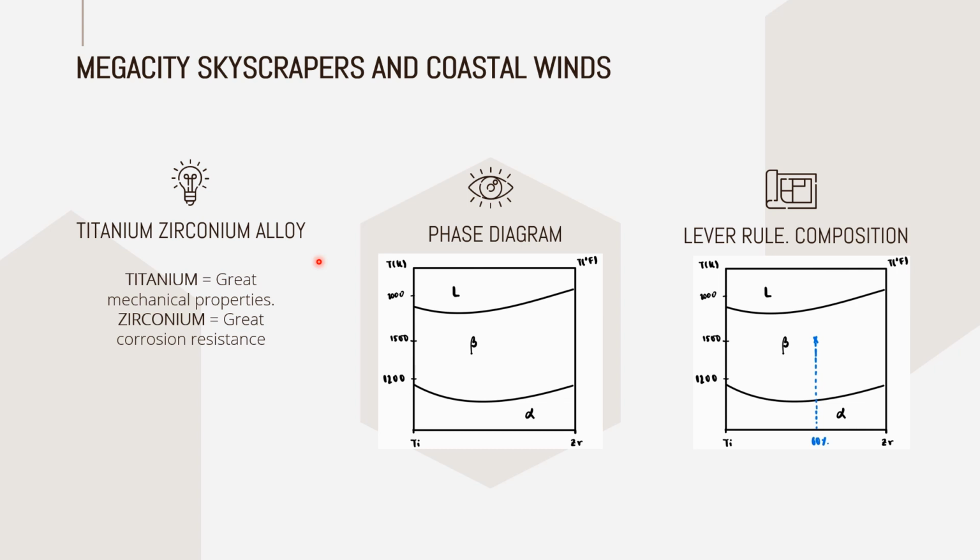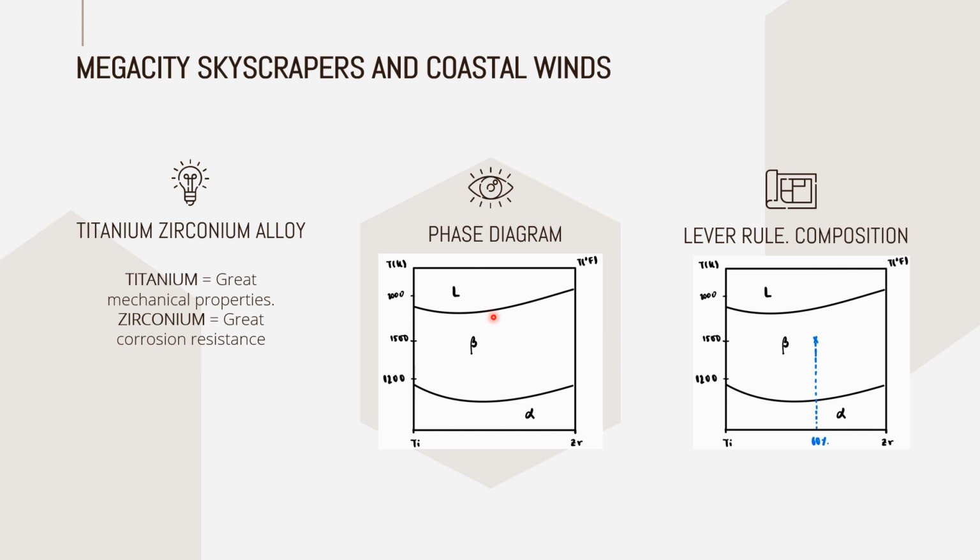We know that in coastal zones, the presence of salts and other particles may alter the chemical stability of these materials. So having an alloy that is able to resist corrosion is really important. Regarding its phase diagram, we can see here the titanium and zirconium. We see that it is divided into three different phases, solid alpha, solid beta, and liquid phase.